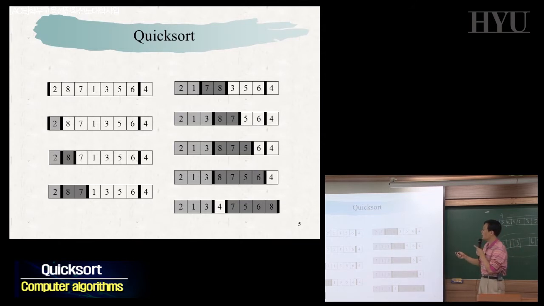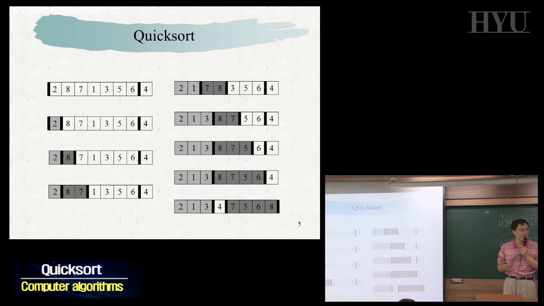Look at this. And 3 is also smaller than 4, so we just swap 3 with 7. And we will get this. And the other elements, 5 and 6, are larger than 4, so we simply extend the bigger interval, the bigger partition. So finally, after the scanning, we get this state.